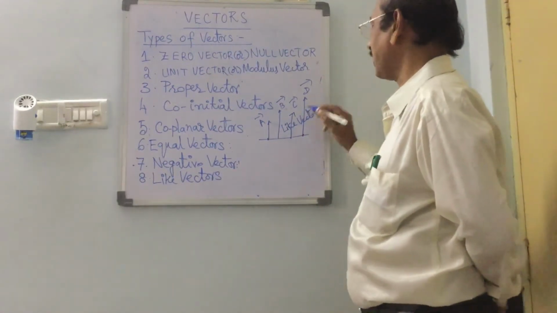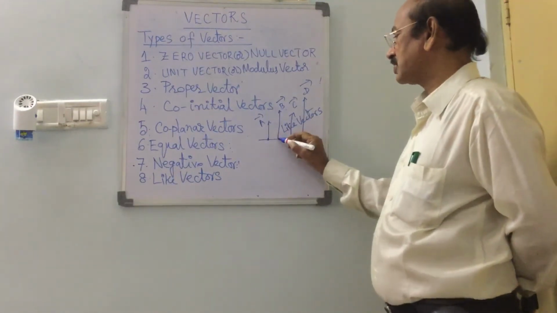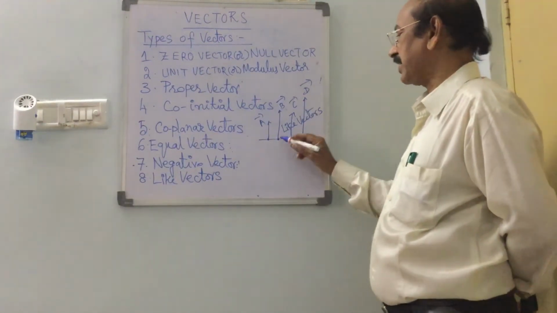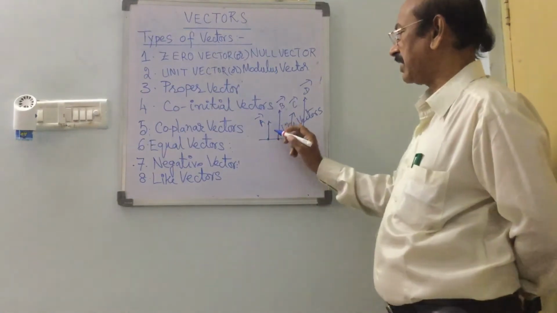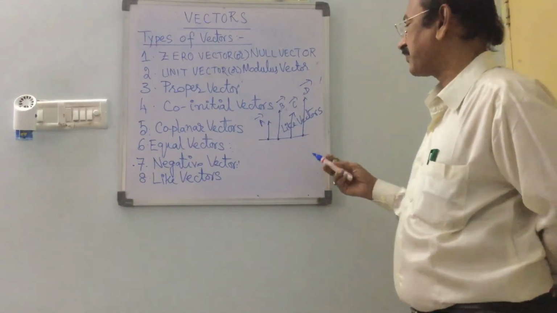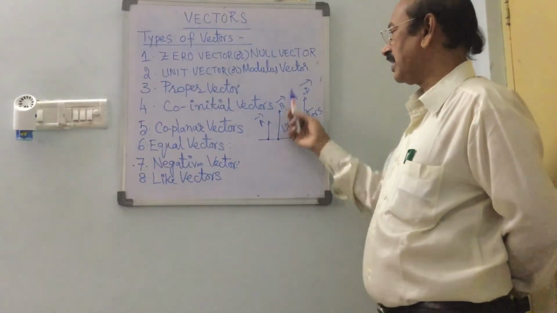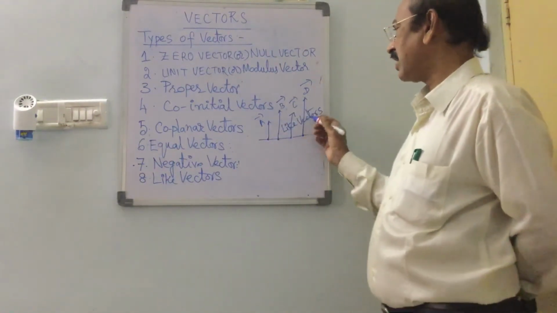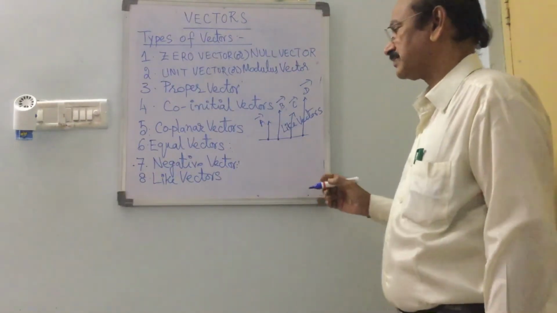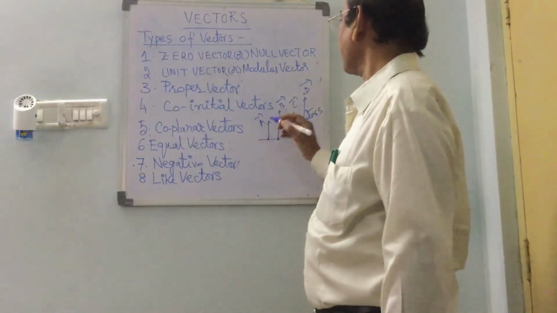Here A bar, C bar, D bar are four vectors which are having the same direction, but their magnitudes are different, but they are directed vertically up, so they are called like vectors. Next, unlike vectors.